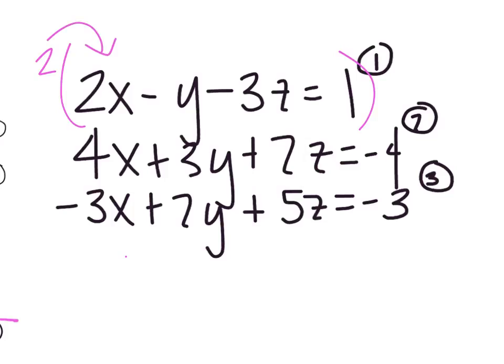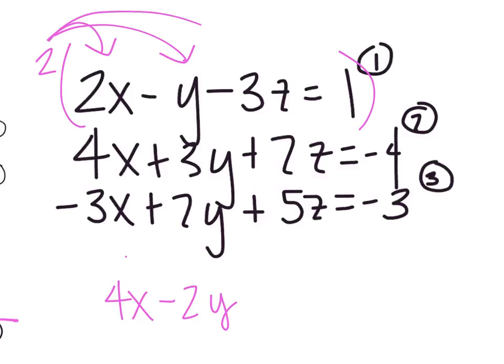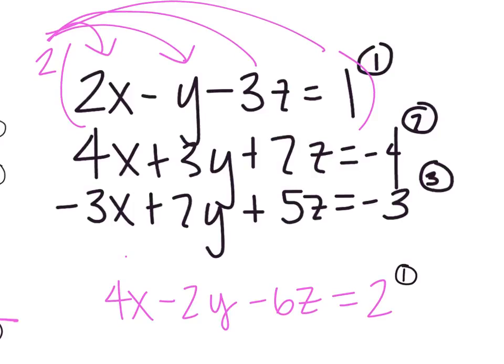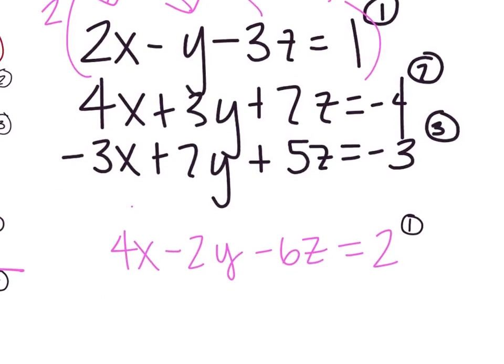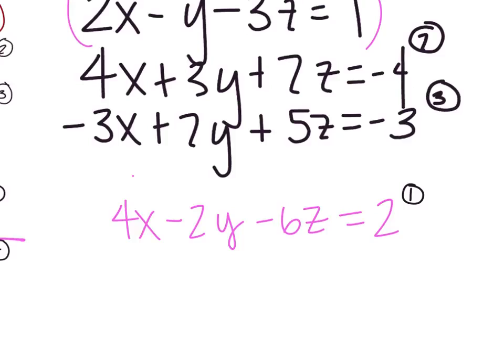Then 2 times 2x is going to give me 4x. 2 times negative y is negative 2y. And 2 times negative 3z is negative 6z. And 2 times 1 is 2. This is still equation 1. It looks a little bit different because I multiplied it by something, but it's still equation 1. And I'm going to combine that with which other equation? 3. So if I combine it with equation 3, negative 3x plus 2y plus 5z equals negative 3, which is equation 3.